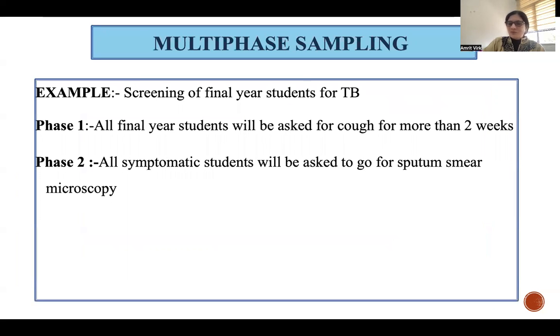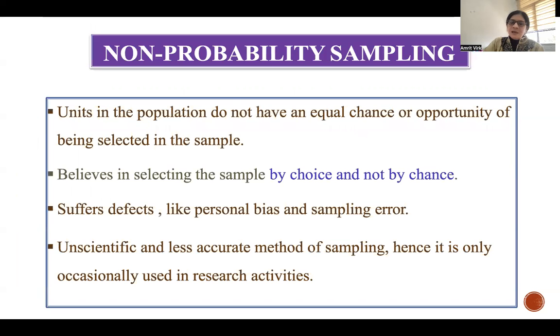So let's take an example of multi-phase sampling. Let's assume that we want to screen all the final MBBS students of a particular medical college for tuberculosis. In phase 1, all the final year students can be asked if they are having cough for more than 2 weeks duration. Then all of those who reported having cough for more than 2 weeks duration, that is, symptomatic students, can be asked to go in for sputum smear microscopy. So that is what multi-phase sampling is.